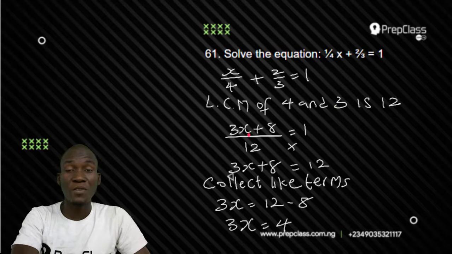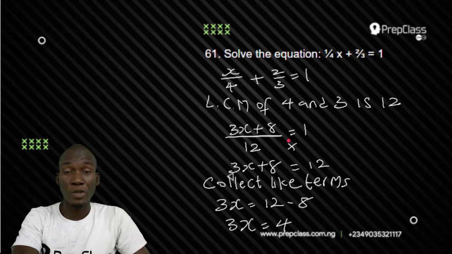Now we are going to form a new fraction having a denominator of 12, which is the LCM of 4 and 3. Now how many 4 can we see in 12? 3. 3 times x, 3x. How many 3 can we see in 12? 4. 4 times 2, 8. That is plus 8, which is equals to 1.